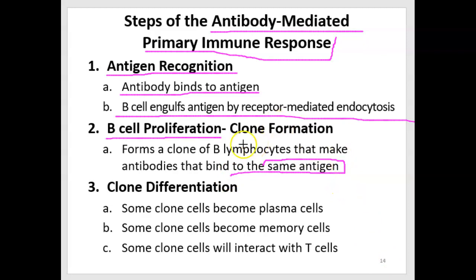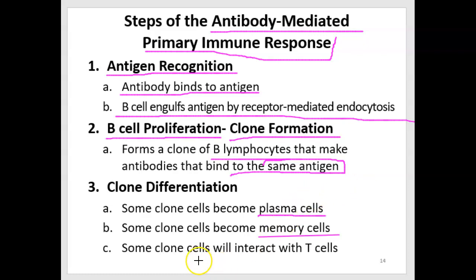Some of the cells that result from forming this clone of B cells will become plasma cells and just pump out enormous numbers of antibodies. Your book estimates 2,000 per second, but I've seen 10,000 per second, so enormous amounts of antibodies. Other B lymphocytes that result from this proliferation will become memory cells, and those memory cells are going to go live in your secondary lymphatic organs. They won't do anything right away. They won't even make antibodies, only on their surface. They won't pump out antibodies in secreted form.